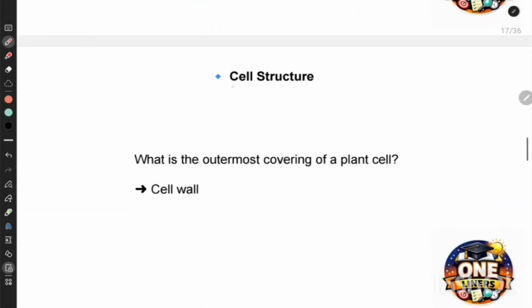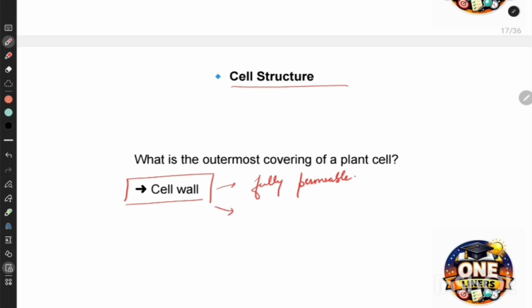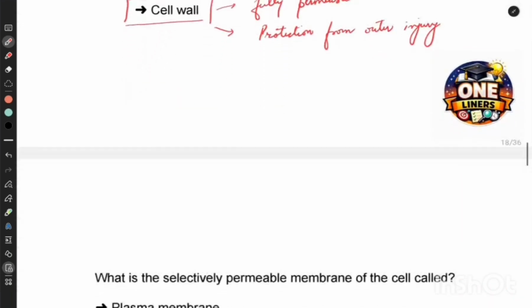Next, we will discuss about cell structure. So what is the outermost covering of a plant cell? So outermost covering of a plant cell is cell wall. Okay. So it is fully permeable and its main function is protection, right? Protection from outer injury. Next one.